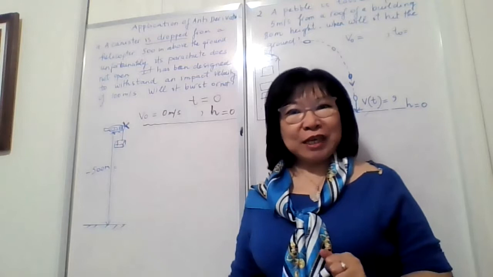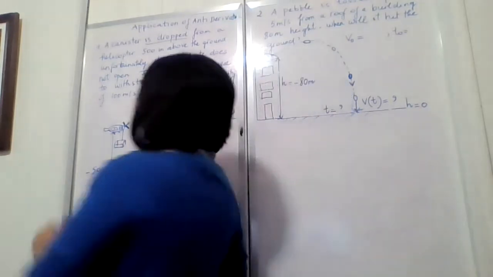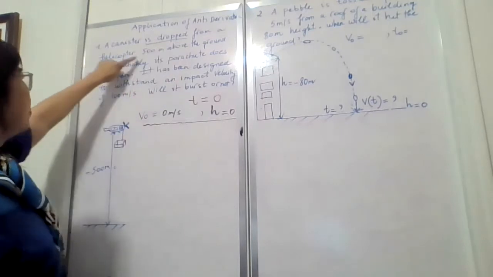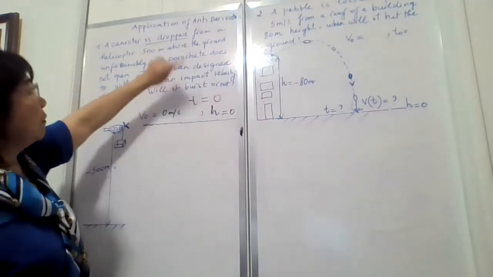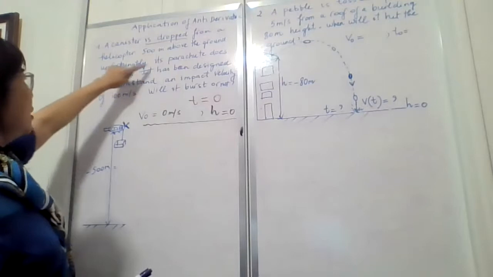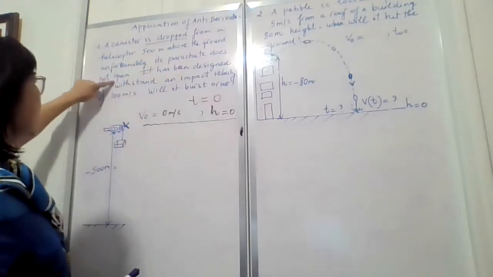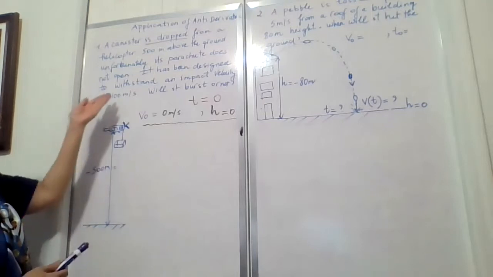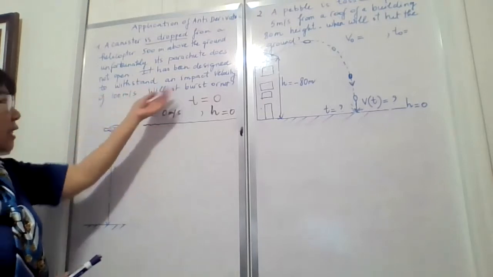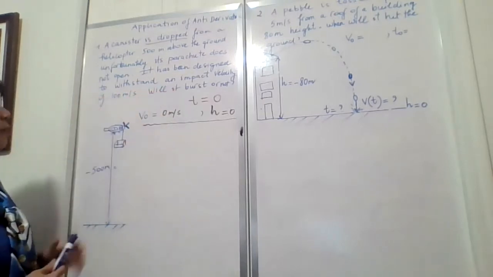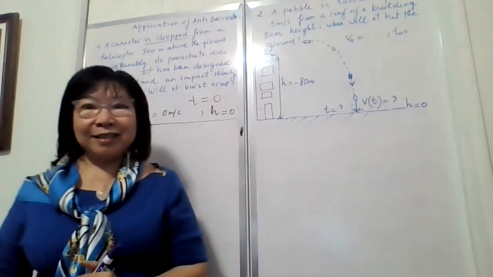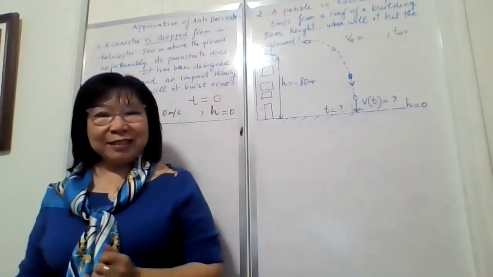Let me read the question out loud to you. A canister is dropped from a helicopter 500 meters above the ground. Unfortunately, its parachute does not open. It has been designed to withstand an impact velocity of 100 meters per second. Will it burst or not? Okay, so how do we answer this question?